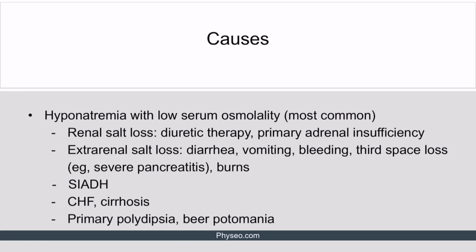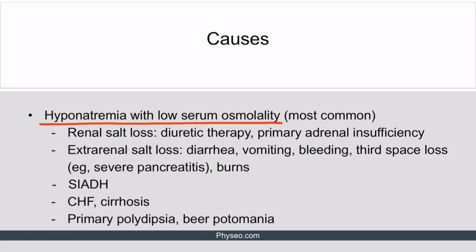Let's discuss the causes. First, we have the causes of hyponatremia with low serum osmolality, which is the most commonly encountered. Causes include salt loss, either renal or extrarenal. Examples of renal salt loss are diuretic therapy and primary adrenal insufficiency. Remember that aldosterone increases sodium reabsorption from collecting tubules in the kidney, so aldosterone deficiency in primary adrenal insufficiency will impair this process. Examples of extrarenal salt loss include diarrhea, vomiting, bleeding, third space loss, and burns.